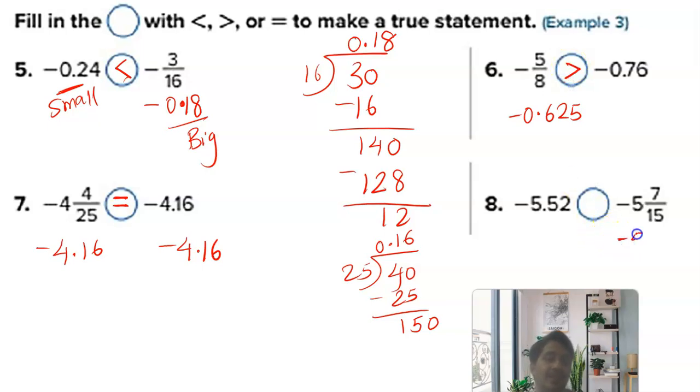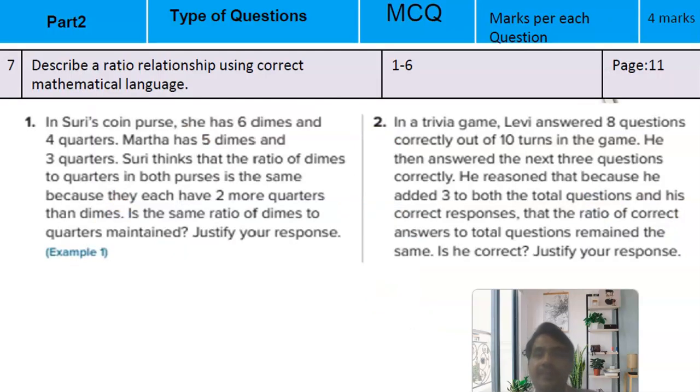Again, this is 5 point, yeah, this is definitely smaller than half. It will be 5.4 something. So therefore the right side is big. Okay, let's move ahead. Let's see this type of question where you have to find a ratio and the relationship.